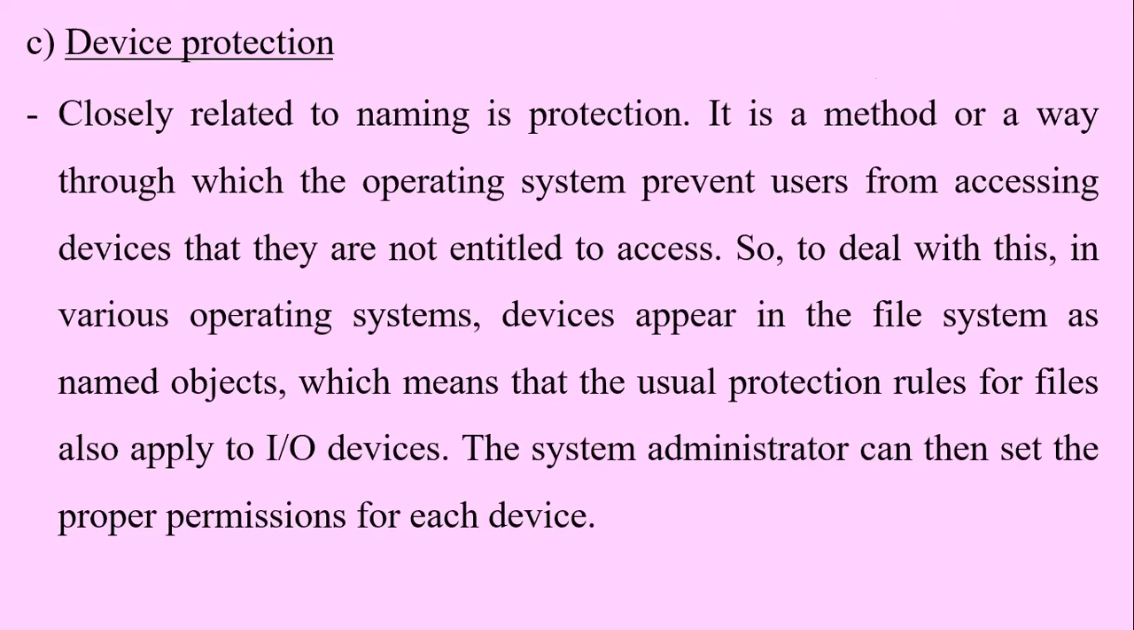Number 3 is device protection. Closely related to naming is protection. It is a method through which the operating system prevents users from accessing devices that they are not entitled to access. To deal with this, in various operating systems, devices appear in the file system as named objects, which means that the usual protection rules for files also apply to I/O devices. The system administrator can then set the proper permissions for each device.